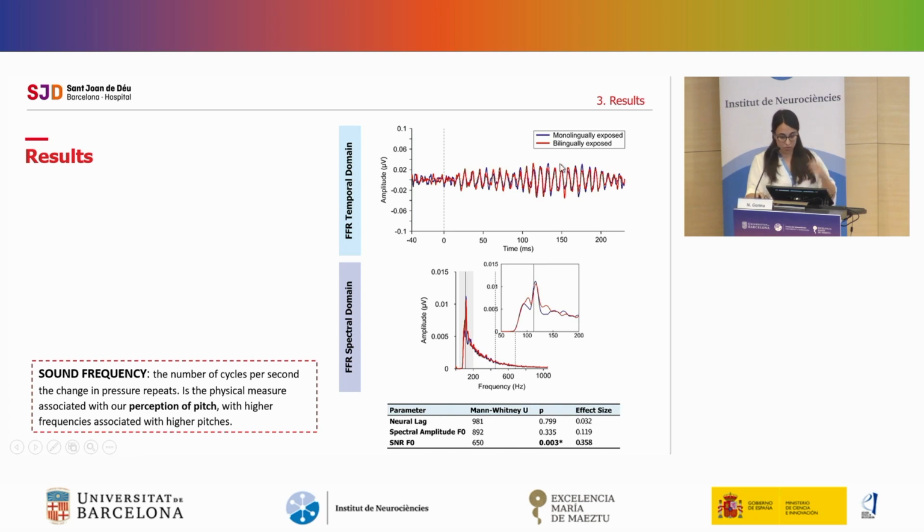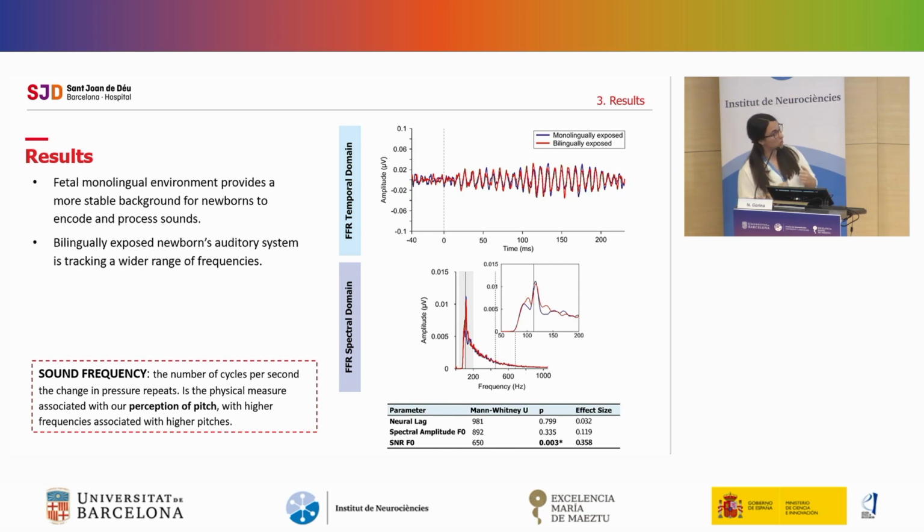When recording the frequency following response, going directly to the important results, what we observe is that monolingually and bilingually exposed children have the same response to the incoming sound. But bilingually exposed children, the red line over here, are not only tracking a specific frequency of the incoming sound, but also other frequencies surrounding it. So a fetal monolingual environment provides a more stable background for newborns to encode and process sounds. They are more sure of the sound that they are encoding. However, the bilingually exposed newborns are tracking a wider range of frequencies.